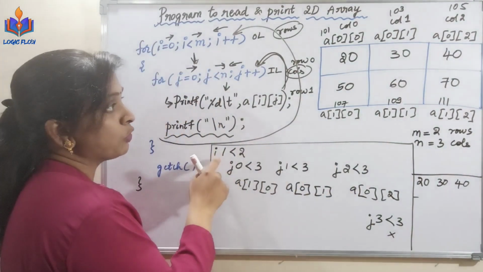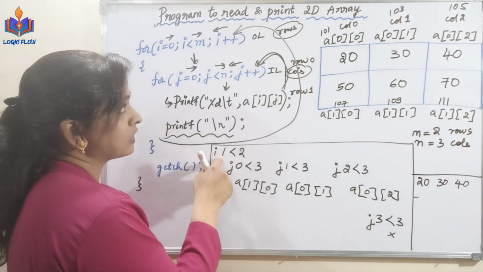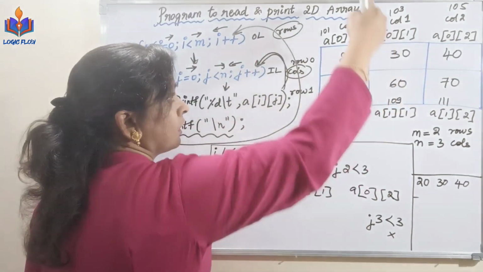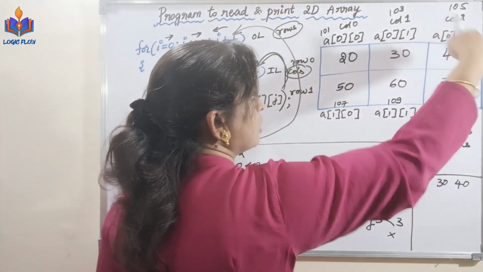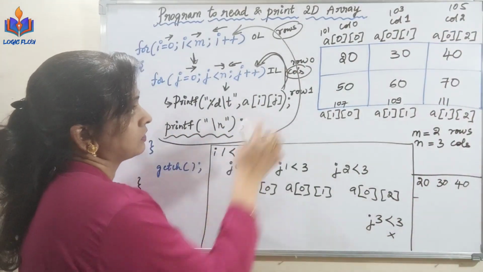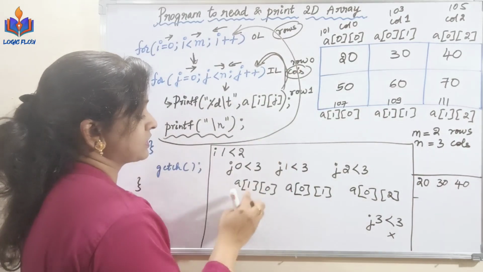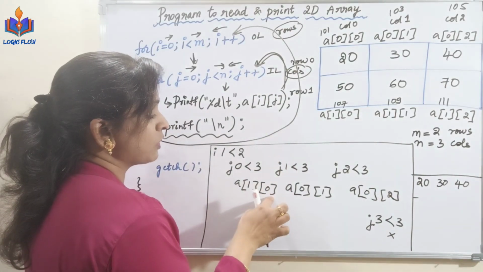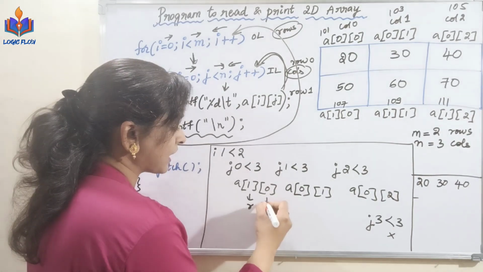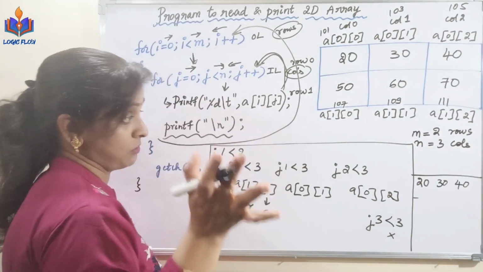Now I am coming to row 1. This is row. Outer loop representing row. Row 1. I am coming to this row 1. Again I need to go to all the columns. Column 0, column 1, column 2. Inner loop representing columns. So it is column 0. This is always the first index, always row. Second index, always columns. That you need to remember.